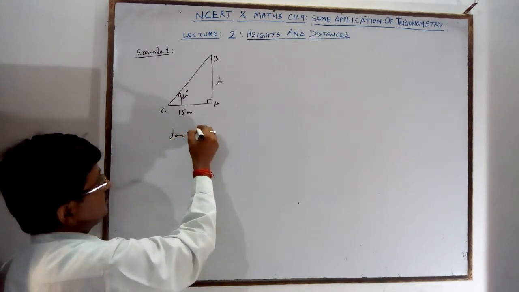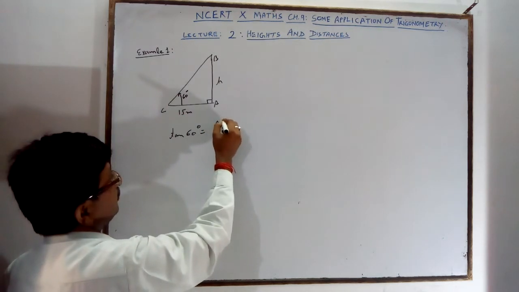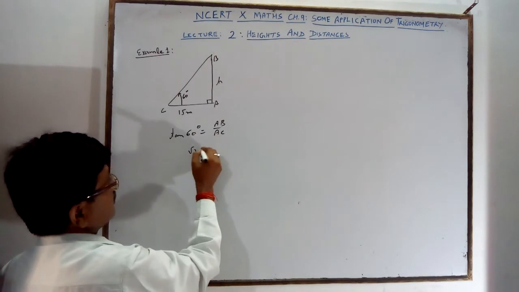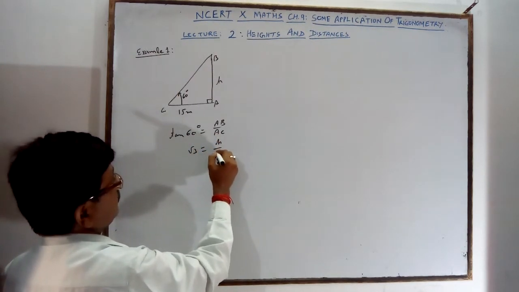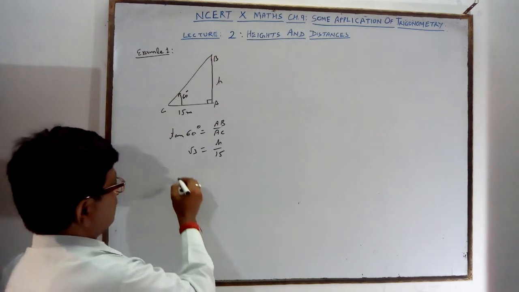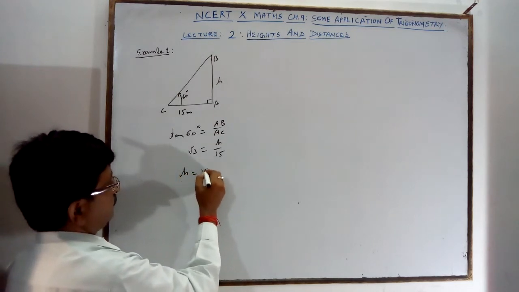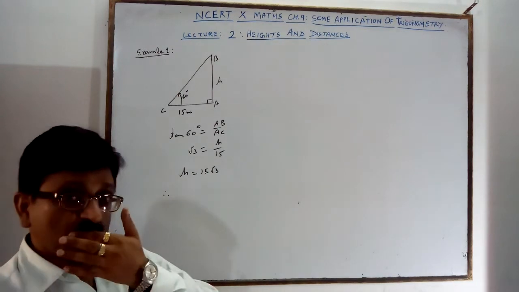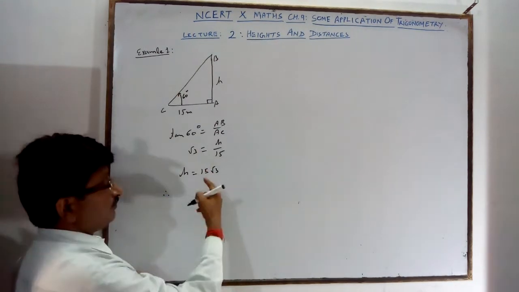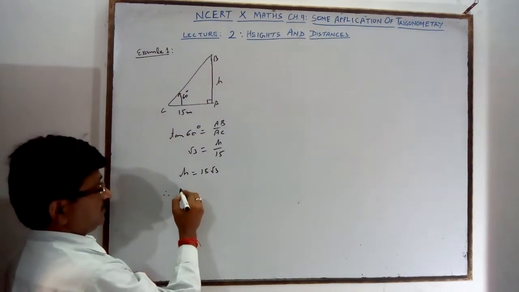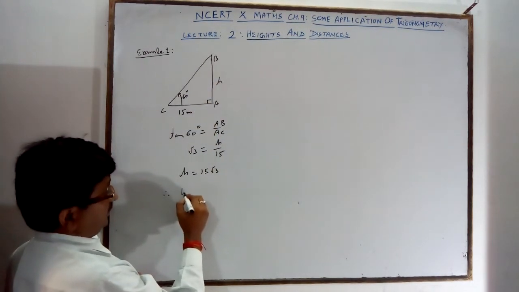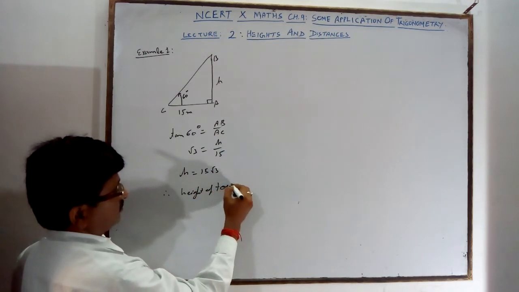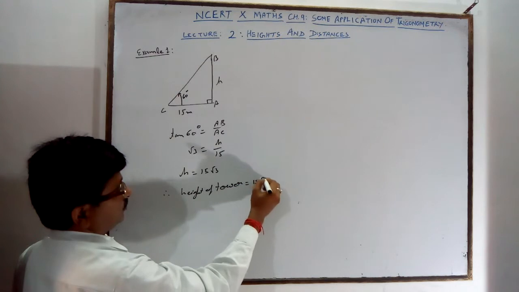Tan 60 degree is equal to AB upon AC. Tan 60 is root 3, and AB is H, upon 15. Cross multiply, so H is equal to 15 root 3. Don't leave it here, otherwise half marks will be deducted in step evaluation in the board examination. You will write down here: height of tower is equal to 15 root 3 meter.